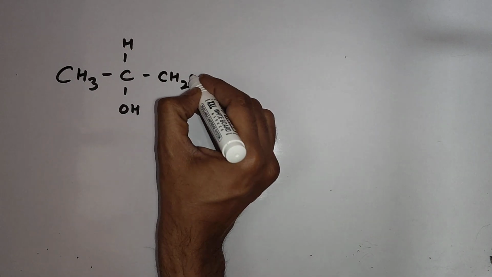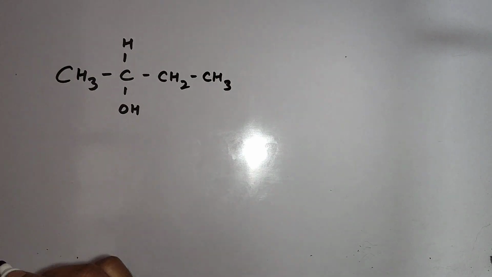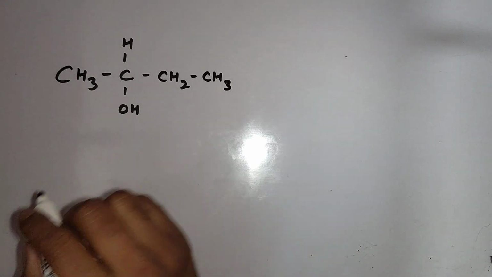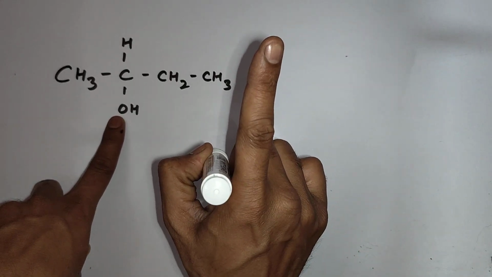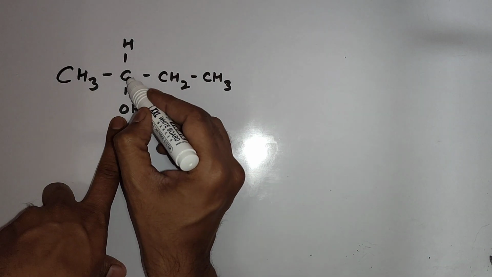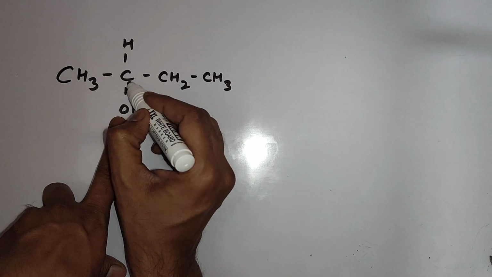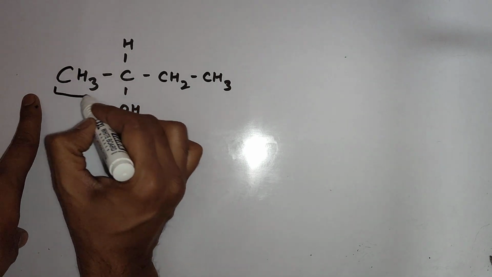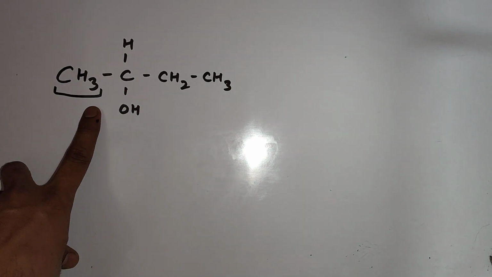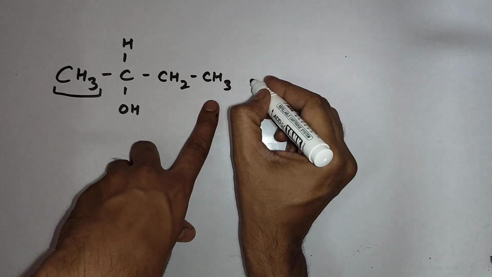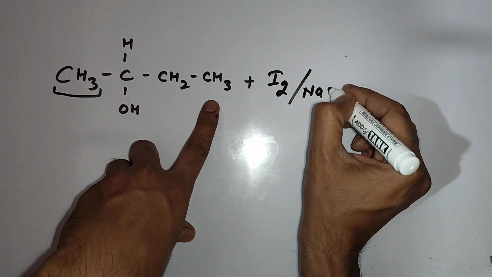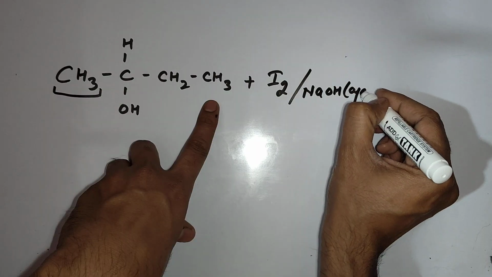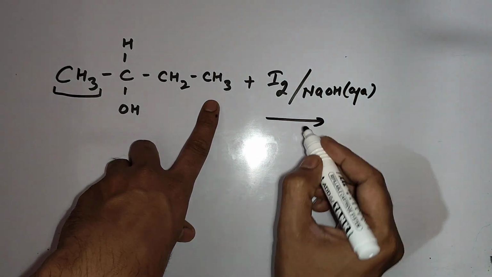Suppose we have this alcohol, butane 2-ol. Number 1, first you need to check: can it show a positive iodoform test? Condition: the carbon connected to OH, in the neighbor of this carbon, a CH3 group is there, which means it is able to show the iodoform test. Iodine dissolved in NaOH aqueous will react with it, and you need to heat it.